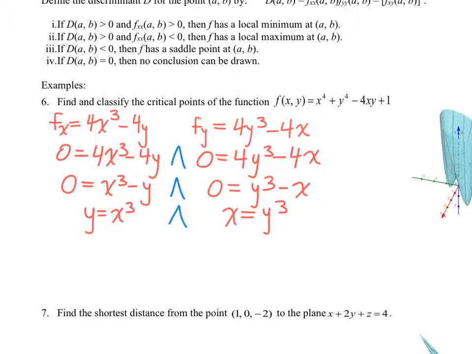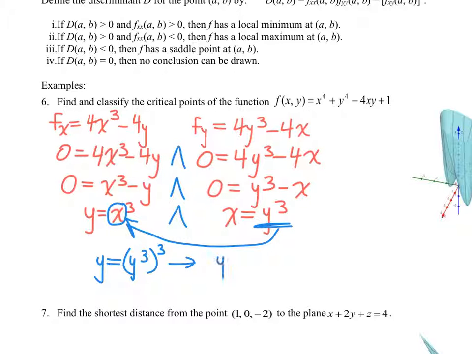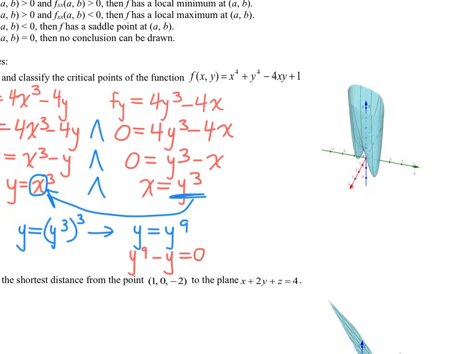So I can replace, for example, the x cubed here. I'll replace the x with a y cubed and make it y equals y cubed cubed, which means y is equal to y to the 9th. Now, just be careful, because Algebra 1 students do this and Calc 3 students do this too. You can't just divide out a y. You're going to lose a solution. So bring over the y: y to the 9th minus y equals 0. Factor.